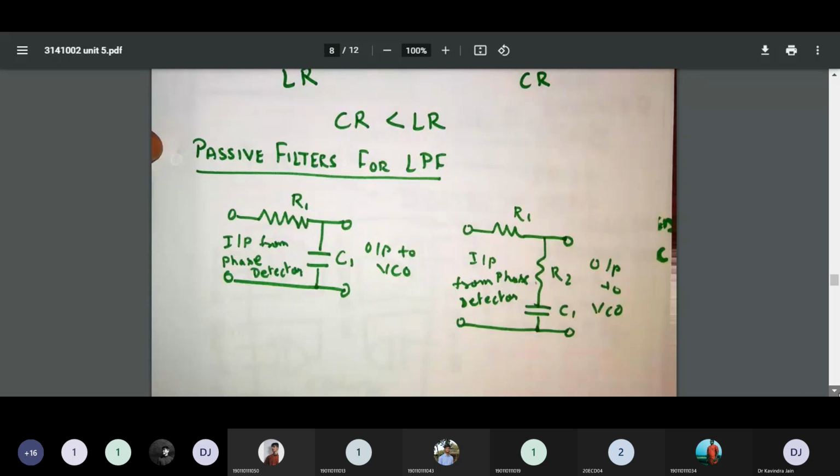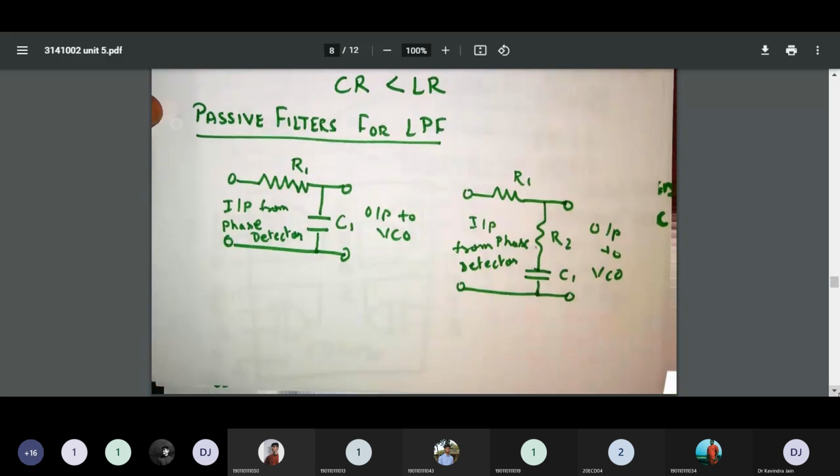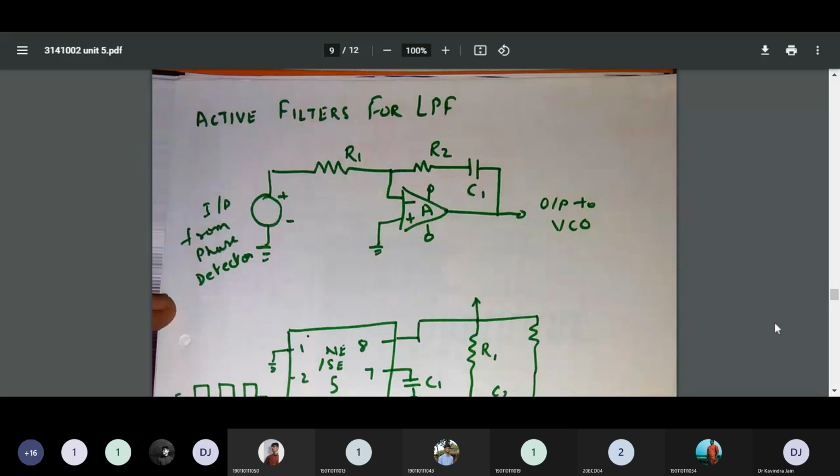Now we are proceeding towards active filters for LPF, low pass filters in active category. Please note down, in the previous circuits we were having directly combination of RC network. Here, in case of active filters, there is a combination of RC along with op-amp. Again, over here, input is coming from phase detector and output is going to VCO. So this is one of the examples of active filters for LPF.